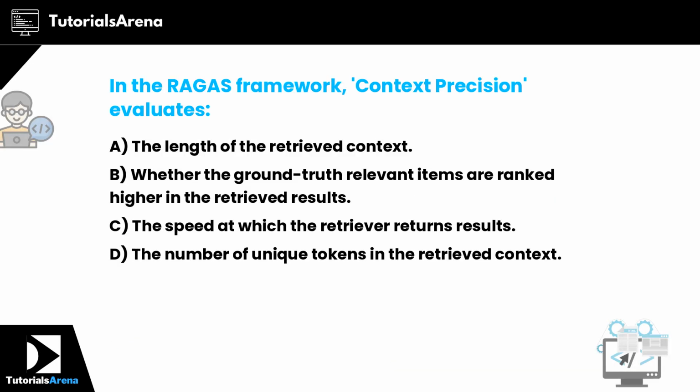In the RAGAS framework, context precision evaluates... The correct answer is option B. Whether the ground truth relevant items are ranked higher in the retrieved results.